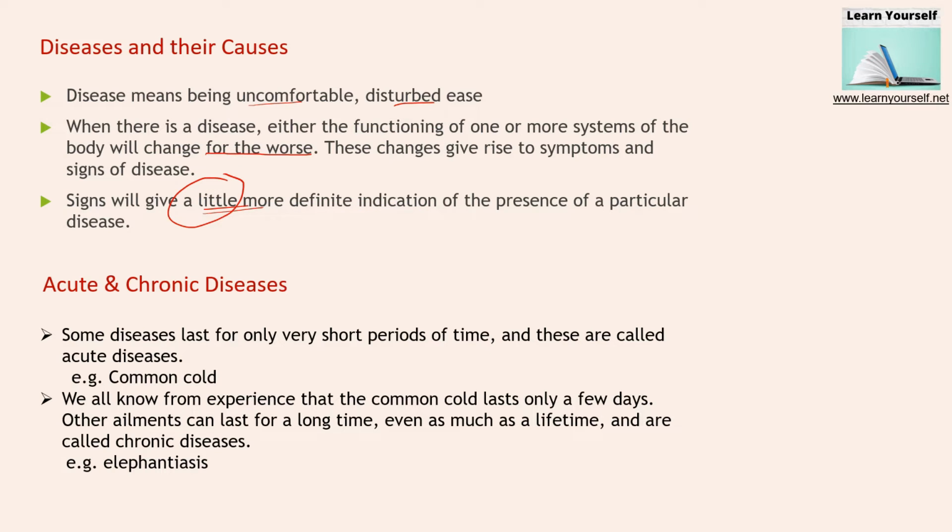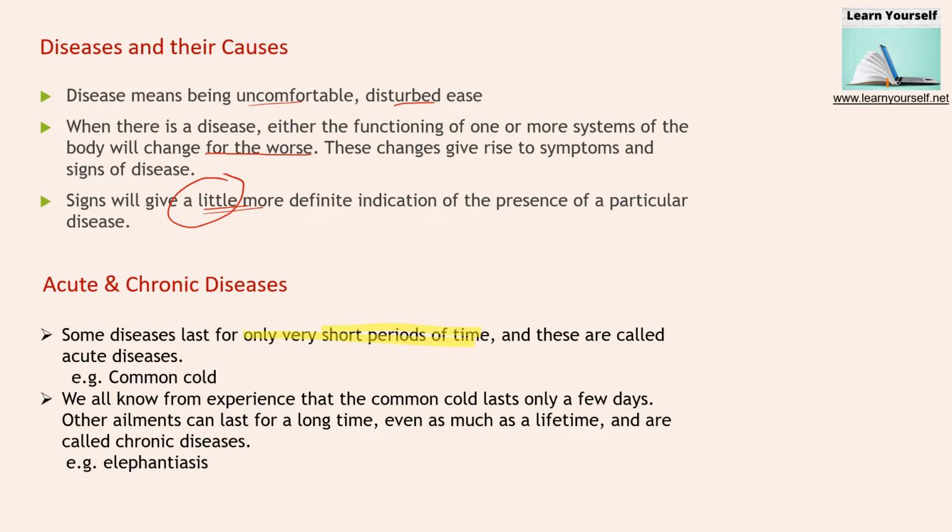Now there are two types of diseases, acute and chronic. Based on how long a disease will be there in our body, we have categorized them into acute and chronic disease. Some diseases last for only a very short period of time, for example headache, 1 or 1.5 days, common cold 2-3 days, and we recover within a week. So these diseases are called acute diseases. We all know from experience that a common cold lasts only a few days.